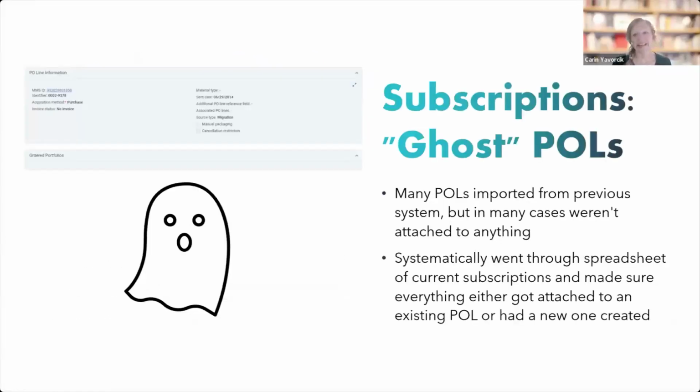All right, so one of the next things that I wanted to approach was subscriptions specifically, because it wasn't something that we had been tracking in any meaningful way in the acquisitions module. So we had these POLs that had been imported from a previous system, but they weren't attached to anything. I kind of thought of them as ghost POLs, which is appropriate given that we're in spooky season right now. You can see in this screenshot we have the PO line information, but there's no portfolio underneath it. We did have a tracking spreadsheet for our subscriptions, and so what I did was go through that and make sure that everything either got attached to an existing POL or had a new one created.